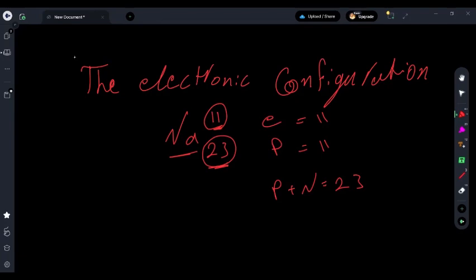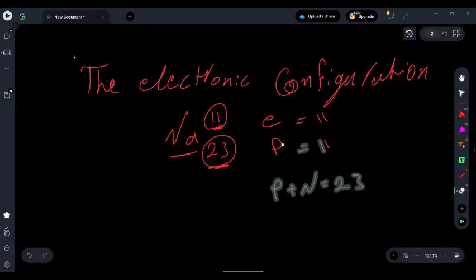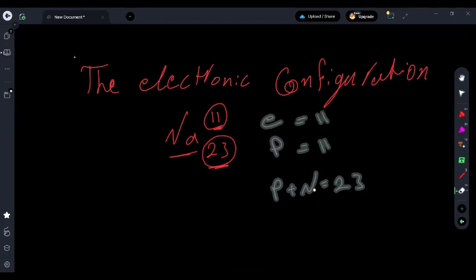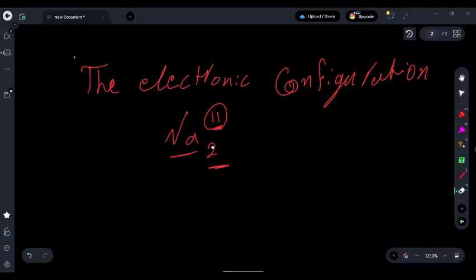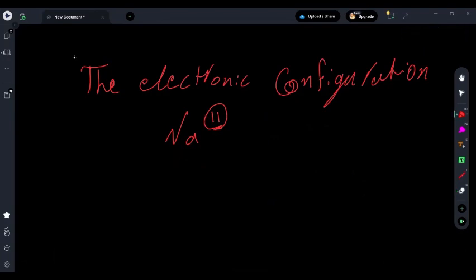Now, let's say that the sodium atom right now has 11 electrons. Na has 11 electrons. Now, how can we distribute those 11 electrons inside the atom of the sodium? If we draw the sodium atom, it is just like a nucleus in the center here. Okay, this is the nucleus.